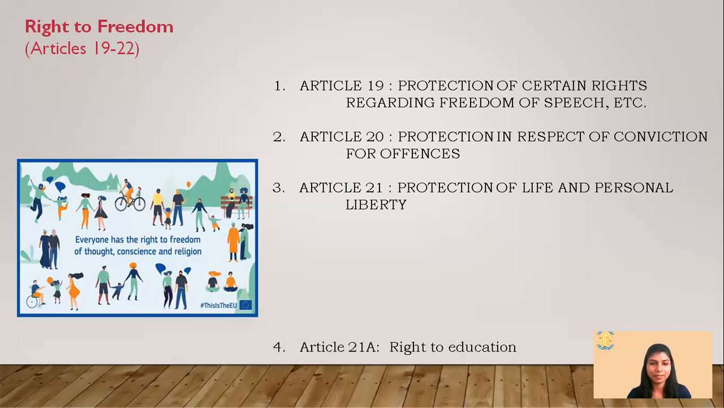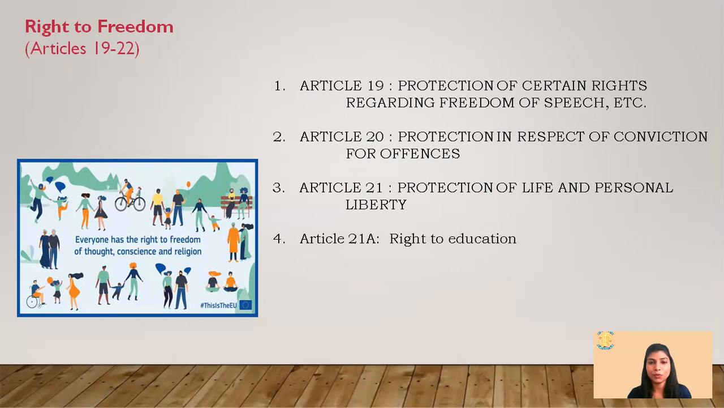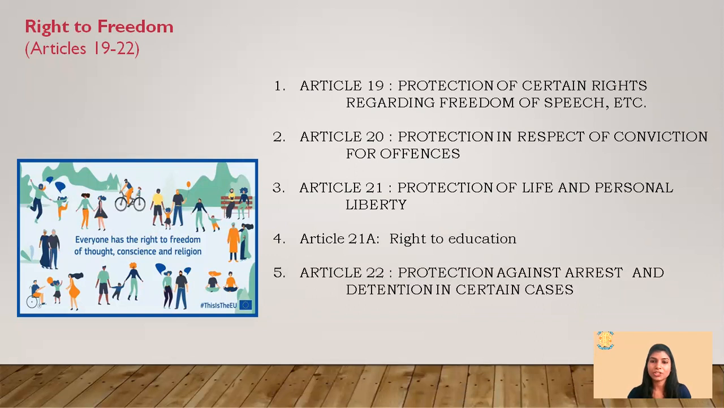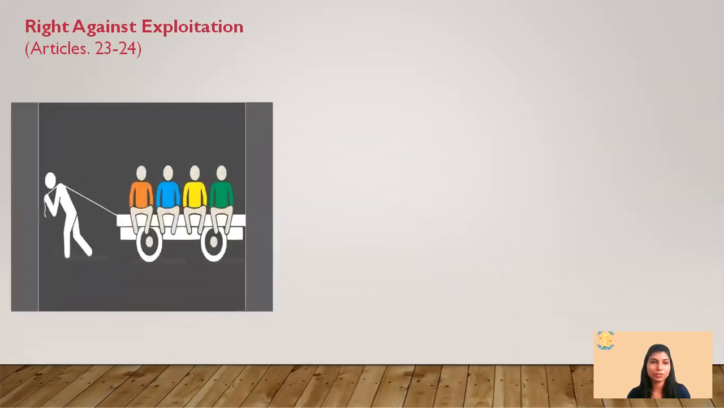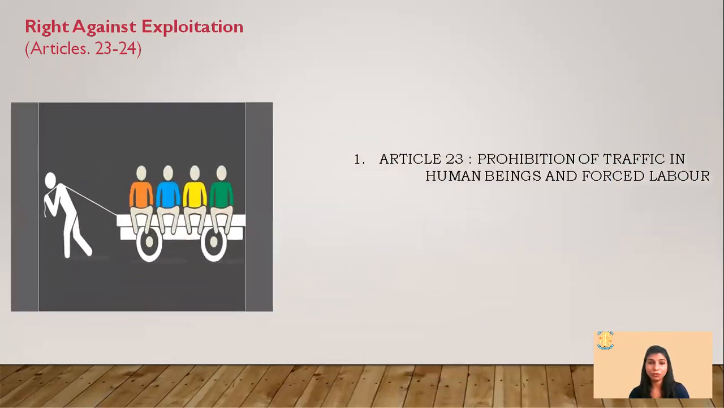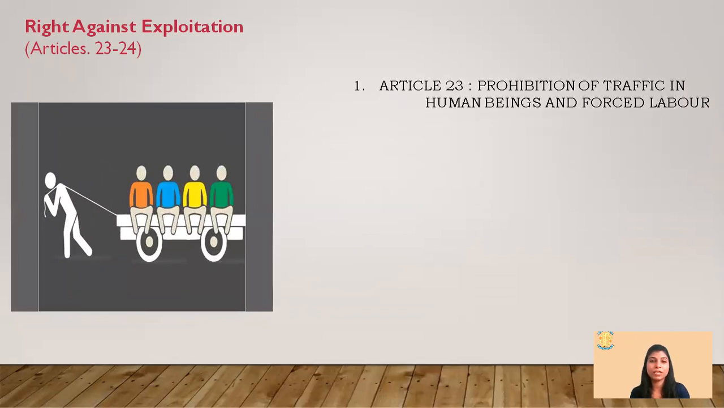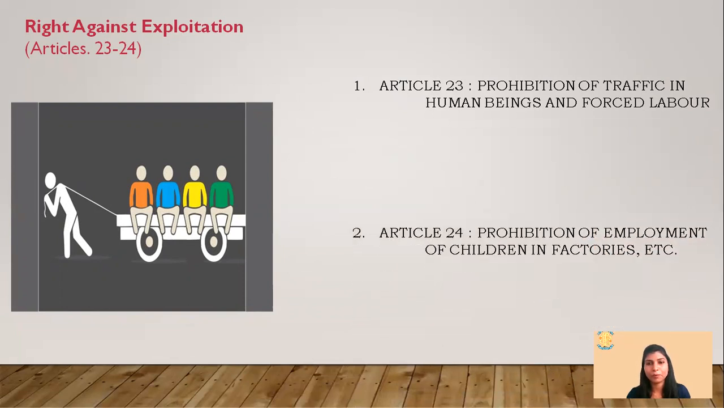So the next article is Article 21A, right to education. It is also our fundamental right. Article 22, protection against arrest and detention in certain cases. So in this matter, we have a fundamental right against arrest and against detention in certain cases. We'll discuss this further. Right against exploitation. So as I said, one powerful group of society cannot exploit a weaker section of society. So it is explained as prohibition of traffic in human beings and forced labor.